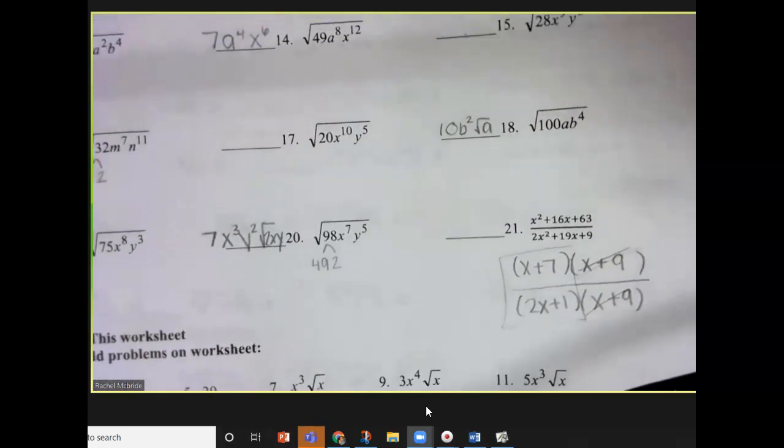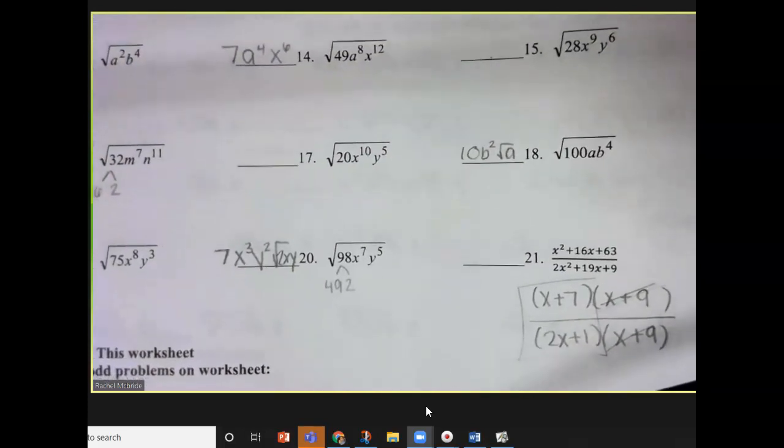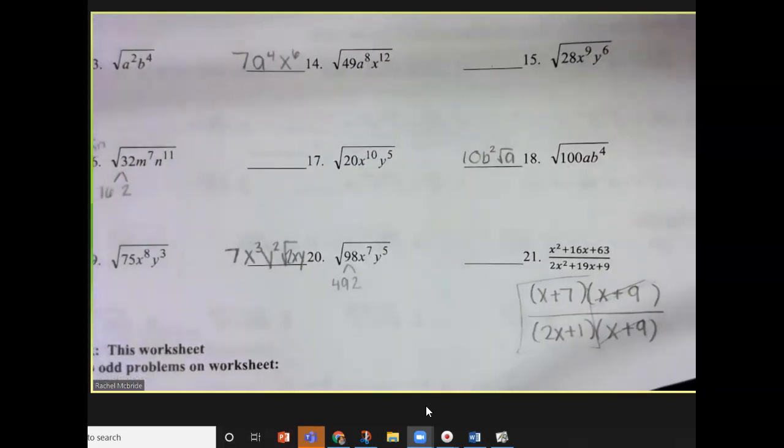And then 21 was kind of like factoring and simplifying. And when you factored, you saw both had x plus 9, so they canceled, leaving you with x plus 7 over 2x plus 1. So just going back and reviewing the factoring that we talked about last week.